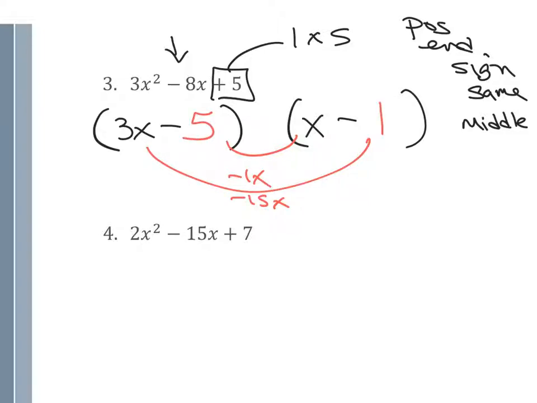And now when I FOIL it, let me erase this. So now I would get 5x and negative 3x. And that gives me the negative 8.